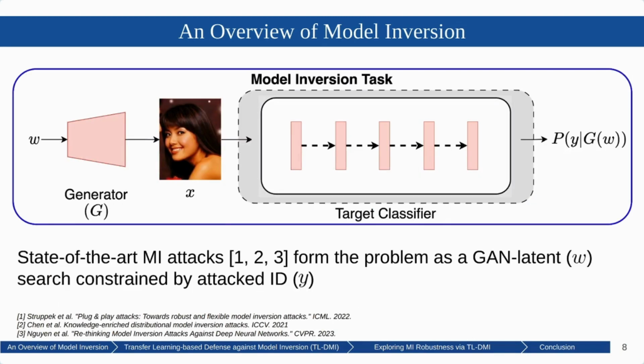Current state-of-the-art MI attacks formulate the problem as a GAN latent W search constrained by the attack ID. The W is optimized through gradient descent to maximize the target classifier likelihood. By searching on W instead of searching on image X, the search space is significantly reduced. Therefore, the state-of-the-art MI attacks could lead to 90% attack accuracy.